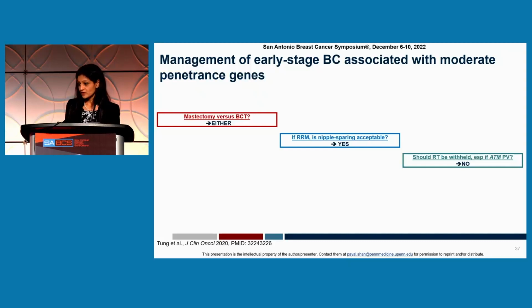And then finally, are there any situations in which individuals who have these moderate-risk gene mutations should avoid radiation? And we have data now to, with relative confidence, say no. We are comfortable administering radiation to treat breast cancers, and we typically say treat the breast cancer that a patient has. And that includes patients who have heterozygous ATM mutations.